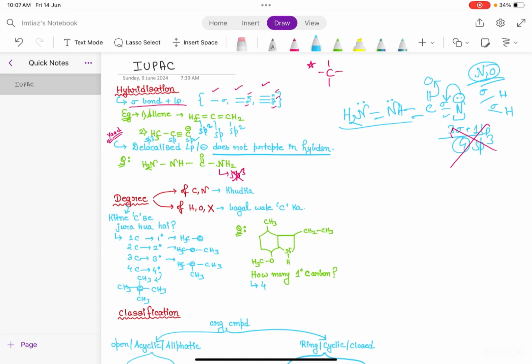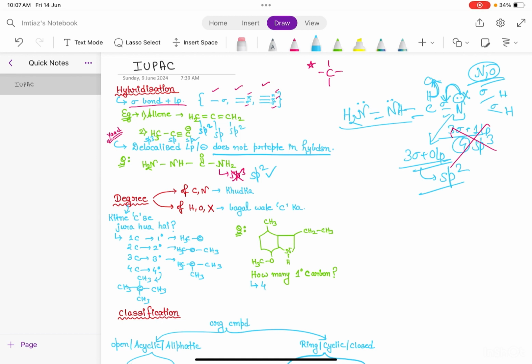So this nitrogen has a lone pair which will go in the resonance, so this lone pair will not be considered in the hybridization. So how many sigma? 3 sigma and 0 lone pair, because the lone pair is in resonance. This will be sp2. So the answer is sp2 and not sp3.